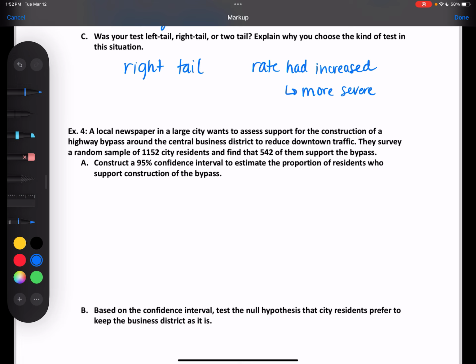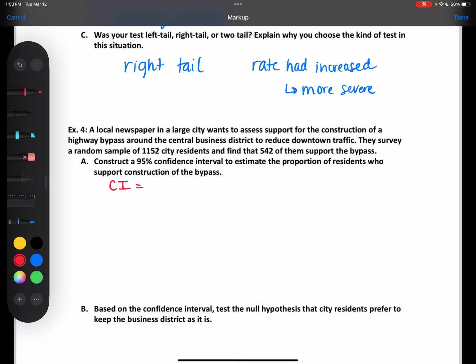A local newspaper in a large city wants to assess support for the construction of a highway bypass around the central business district to reduce downtown traffic. That was a mouthful. They survey a random sample of 1,152 city residents and find that 542 of them support the bypass. Construct a 95% confidence interval to estimate the proportion of residents who support construction of the bypass. So, for a refresher, a confidence interval is the statistic plus or minus the critical value times the standard deviation of the statistic.